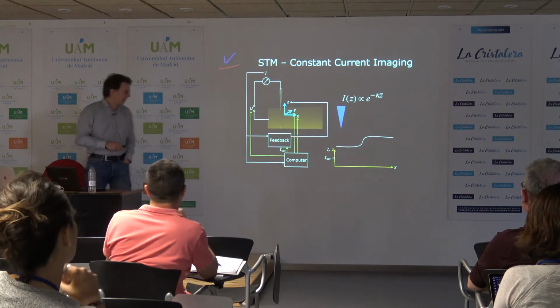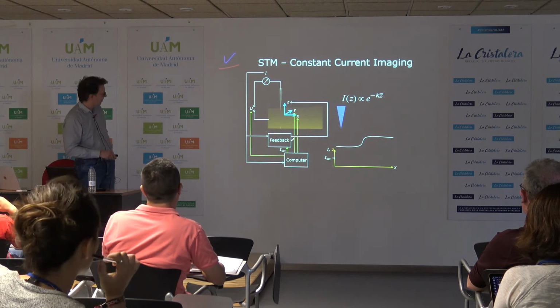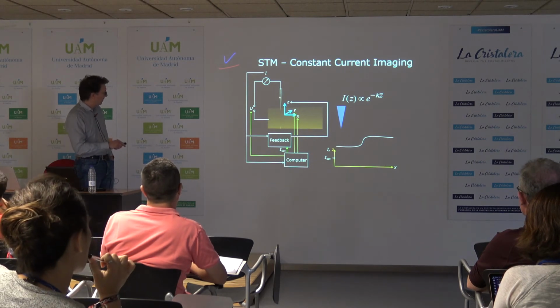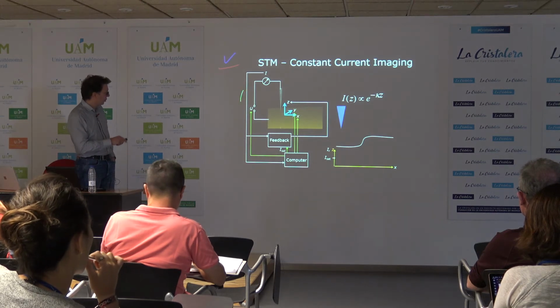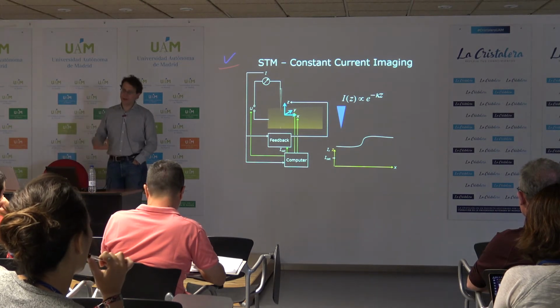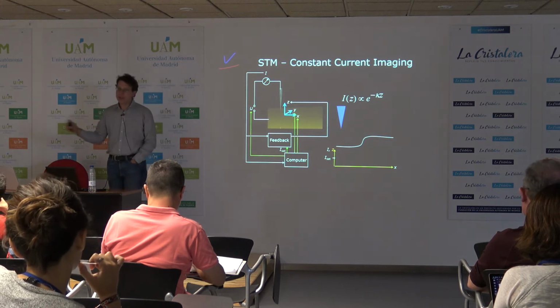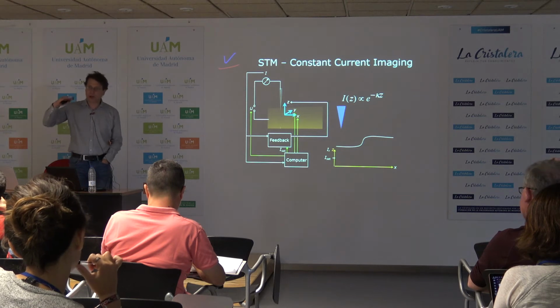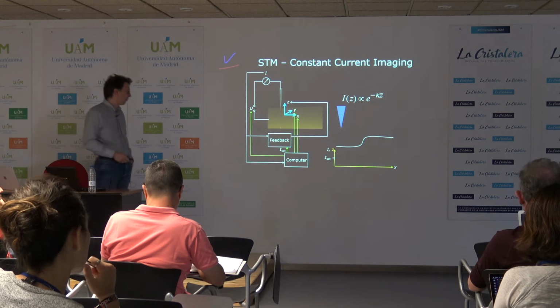So we maintain the tunneling current constant by a feedback loop. I apologize for the slightly messy slide. We measure the current between the tip and the sample after we apply voltage, and then feed that to a feedback loop and try to maintain it constant. And if we then move the tip across the surface, we can record how we have to regulate the tip-sample distance z, and that gives us a topographic image.